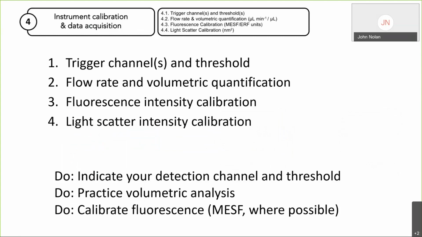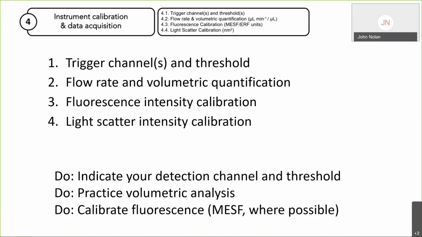Okay, so those are all the controls that really should be part of experimental design. Now finally we're to the instrument. And there's a number of issues that need to be taken care of regarding the instrument and reporting how you use the instrument. And the first and most important is to specify what channel are you using to trigger detection, and what threshold did you use for that channel.